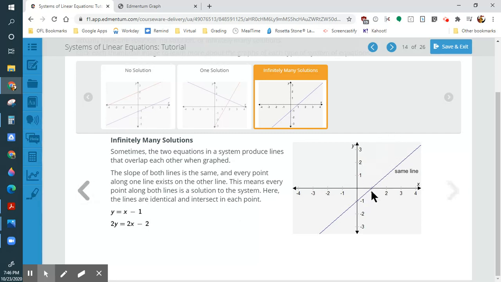So what's happening here is it's the same line, so every single point is the same. Infinitely many solutions. Every point you can think of is a solution. So this solution is equal to itself, this solution is equal to itself. They're always touching each other.